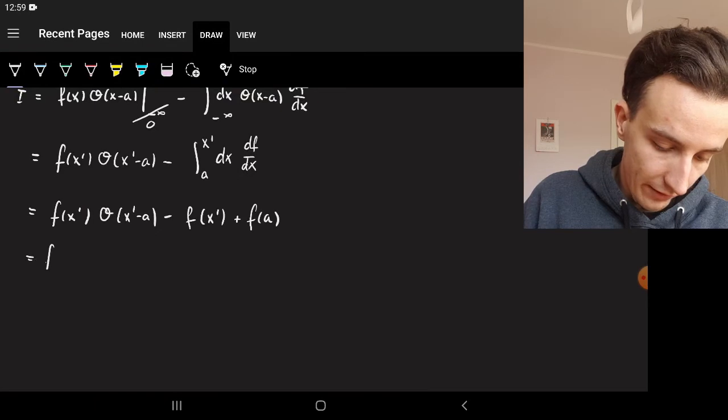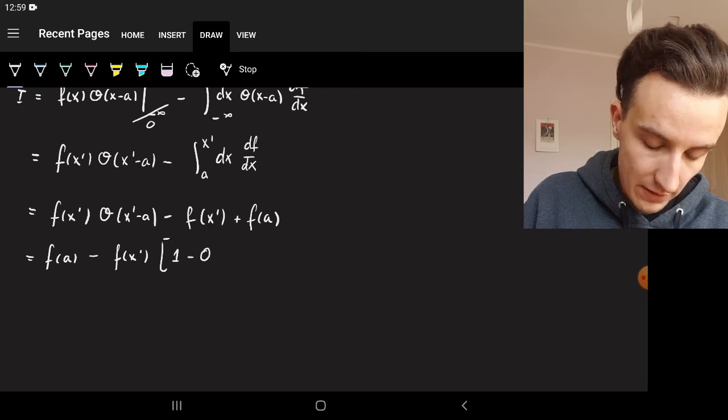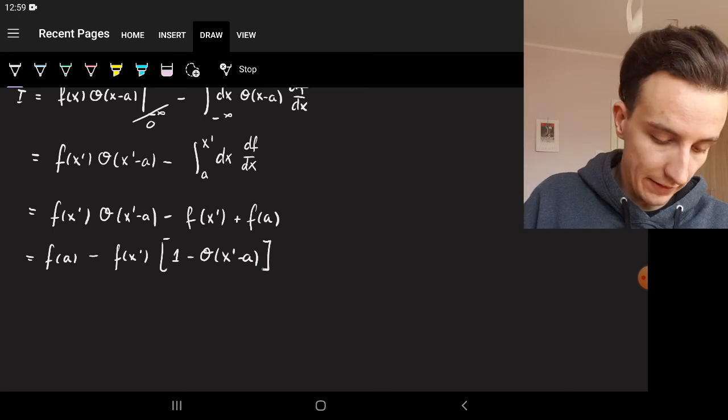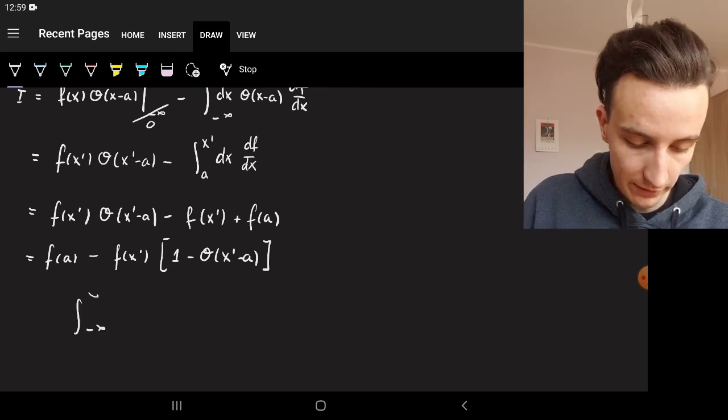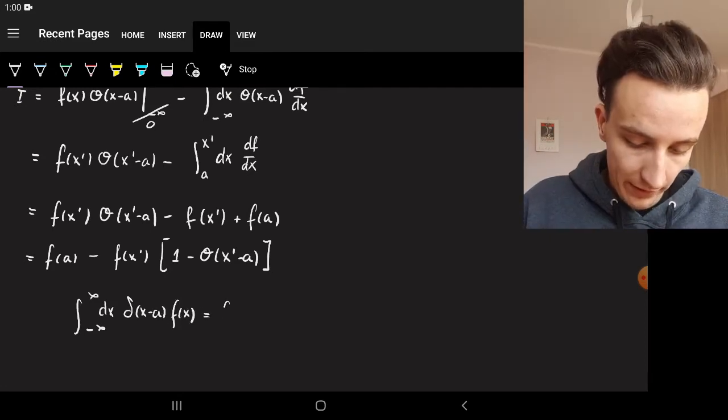So that's f of a minus f of x prime, and I'm just going to factor everything, 1 minus theta of x prime minus a. So what we specified is that the integral from minus infinity to infinity of dx delta of x minus a f of x, the integral over the whole interval, right? That's equal to f of a.